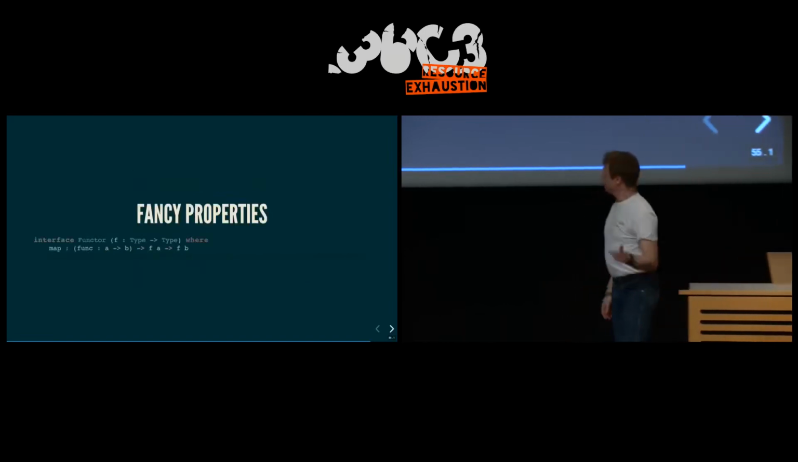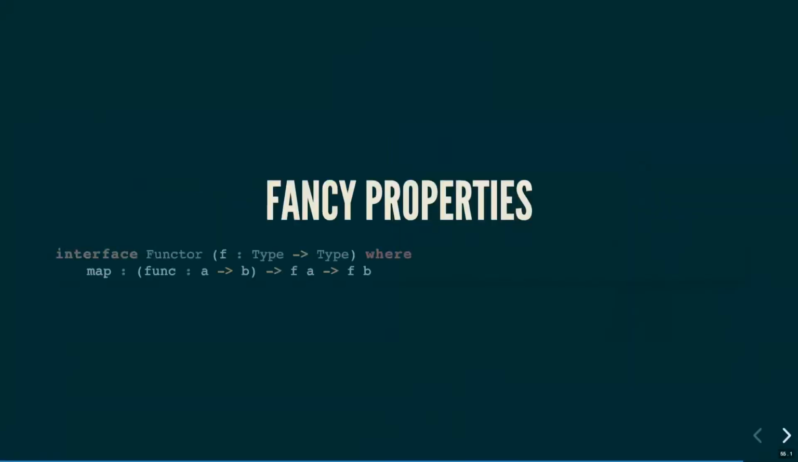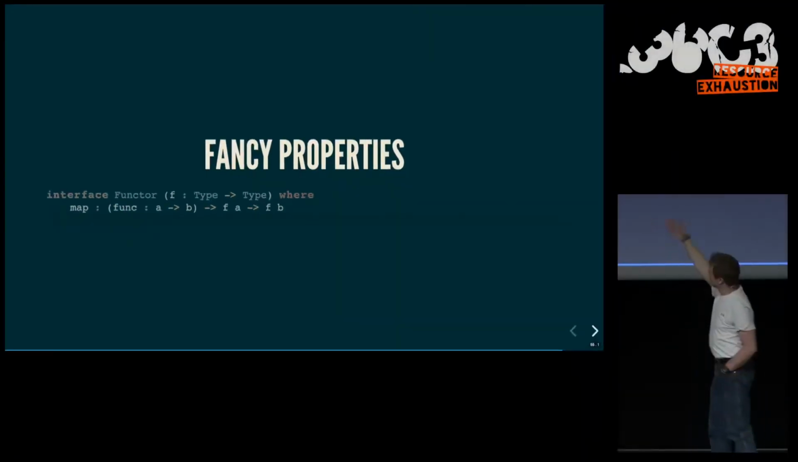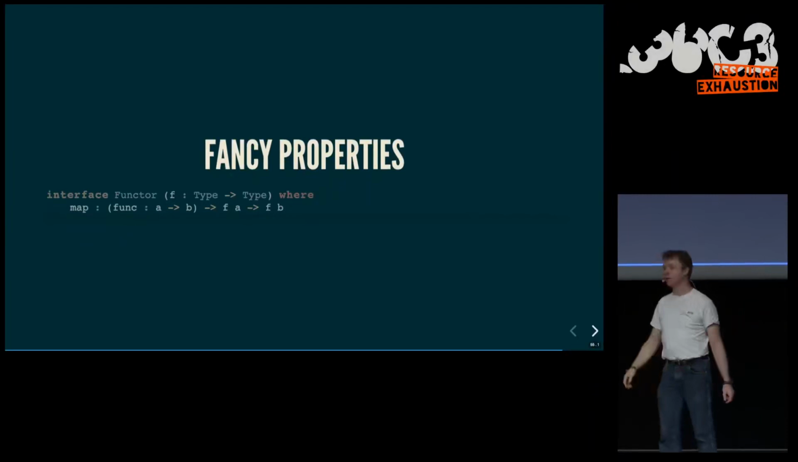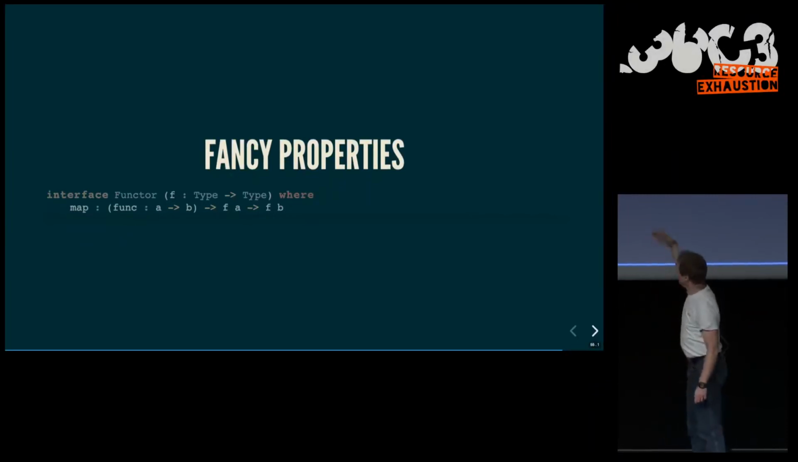Let me close with one fancy property that you've probably seen somewhere, and that property is called functor. You might have seen in your programming language, in your list library or in your stream library, there's a function called map, right? And even Java has that and has had it for many years. What map does is, if I have a list of A's, I can apply a function to each element of that list. But you can generalize that.